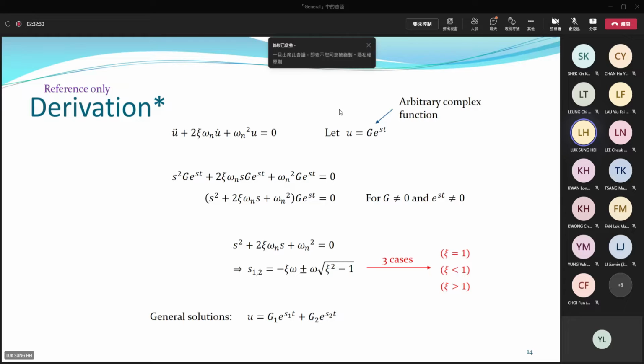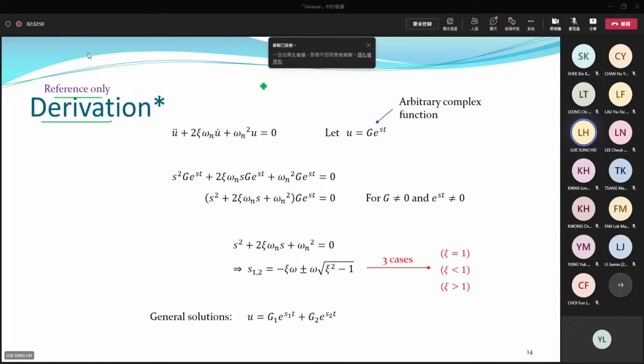This is the derivations that I mentioned before. If you like, you may derive the formula yourself. But I put it as a reference because I'm not going to assess you on deriving this kind of complex formula. You can use the outcome immediately, the outcome that I show you in the next few slides.